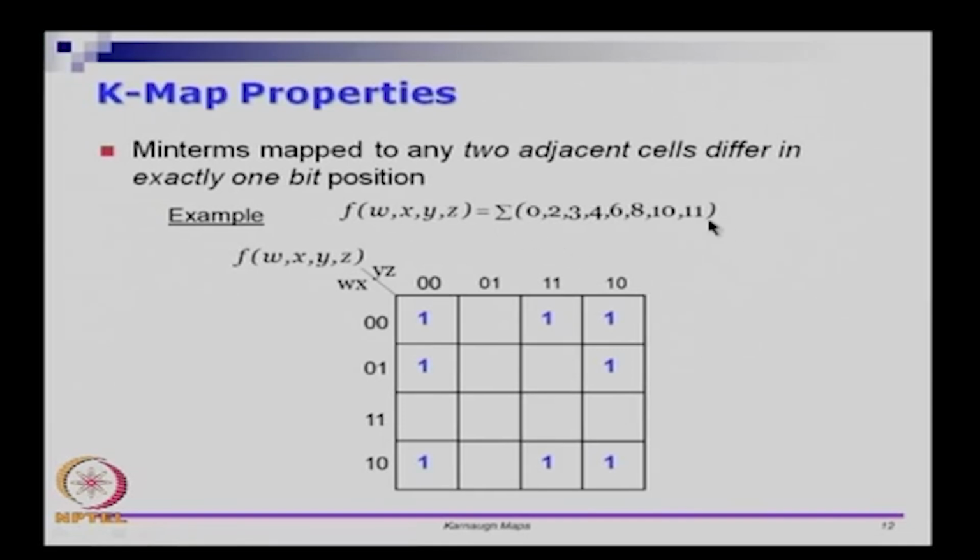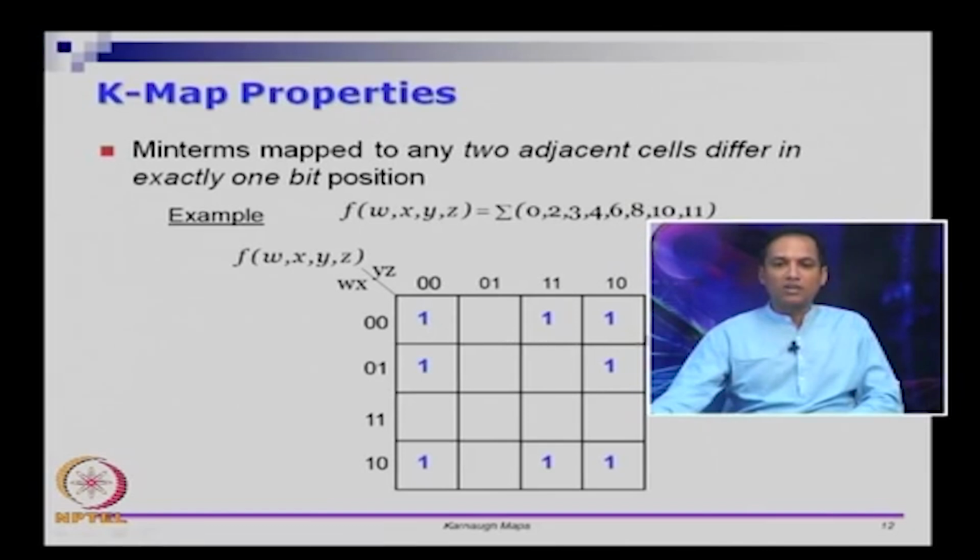So, this is a canonical sum of product. If you want to fill it up, this is 0, 1, 2, 3, right. So, 0, 2, 3 and they are on. Then the next row is for 4, 5, 6 and 7, right. So, among 4, 5, 6, 7 only 4 and 6 are on.